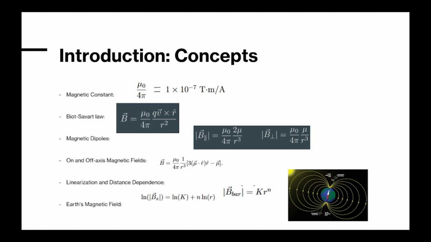And then we have linearization and distance dependence, which in our lab, we used those two concepts to calculate the magnetic dipole moment, which allowed us to calculate the magnetic field at various points. And then we have Earth's magnetic field, which is very important because that plays a role in the actual numbers that we get within our calculations, and we have to account for that.